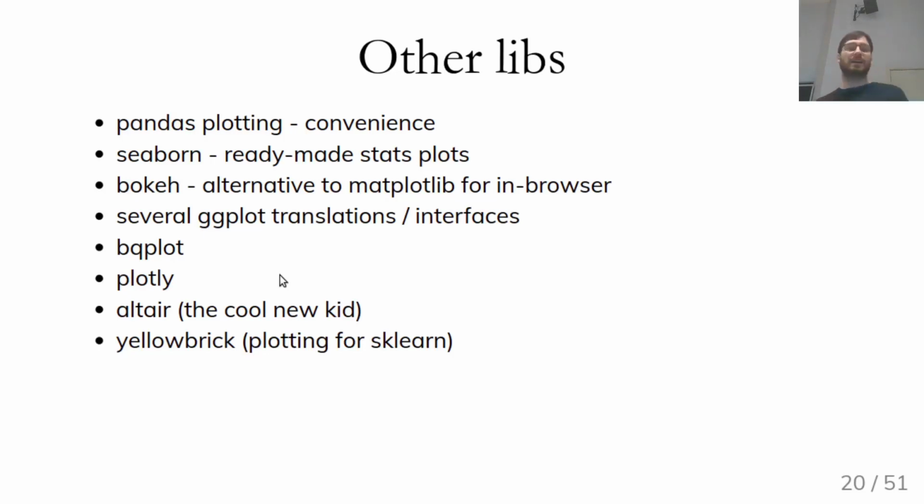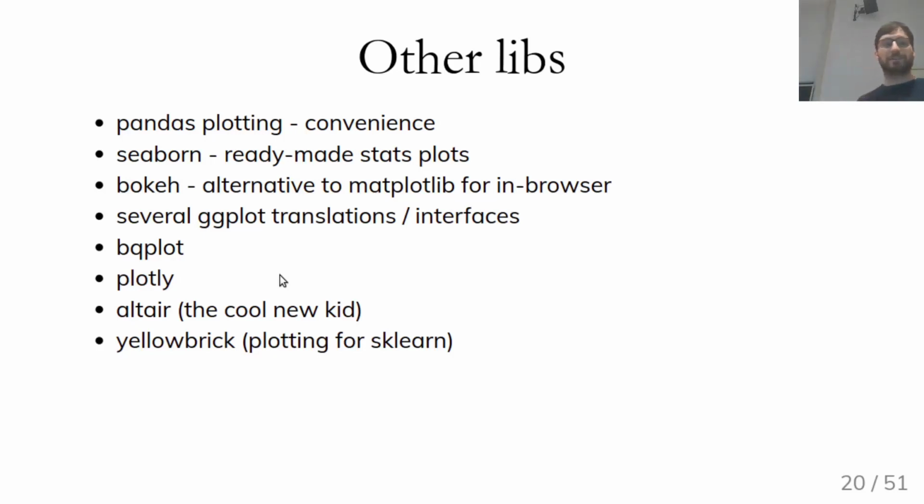Seaborn has a lot of ready-made stats plots that can be quite useful, though I find for the kind of data that I have, they're sometimes a little bit cumbersome. But yeah, your mileage may vary. It definitely has many more ready-made plots, like violin plots, facet plots and small multiple plots, that are not easily built or are a little bit annoying to build in Matplotlib directly.